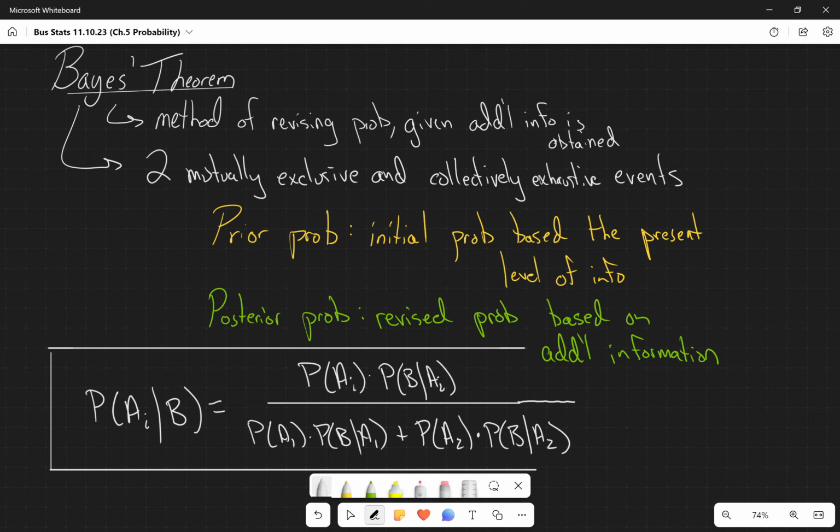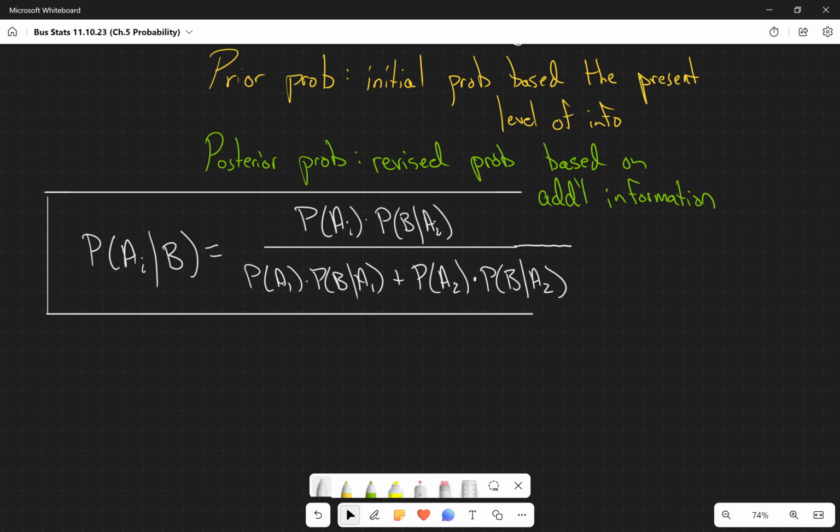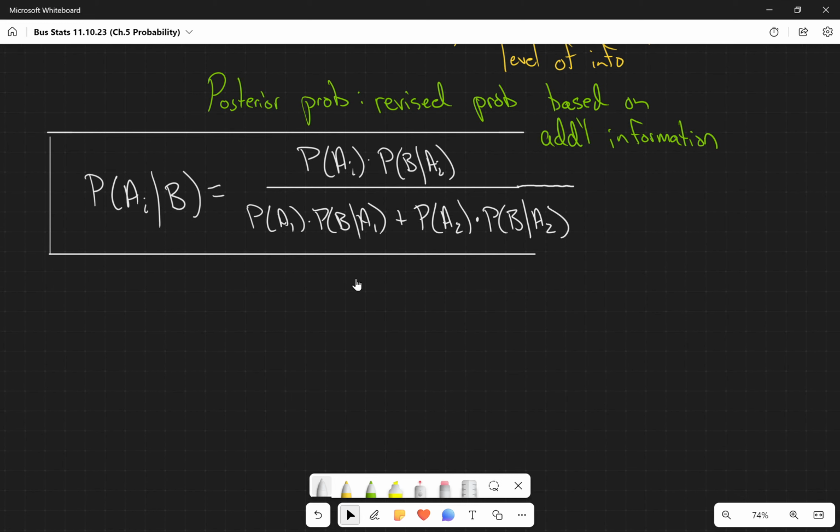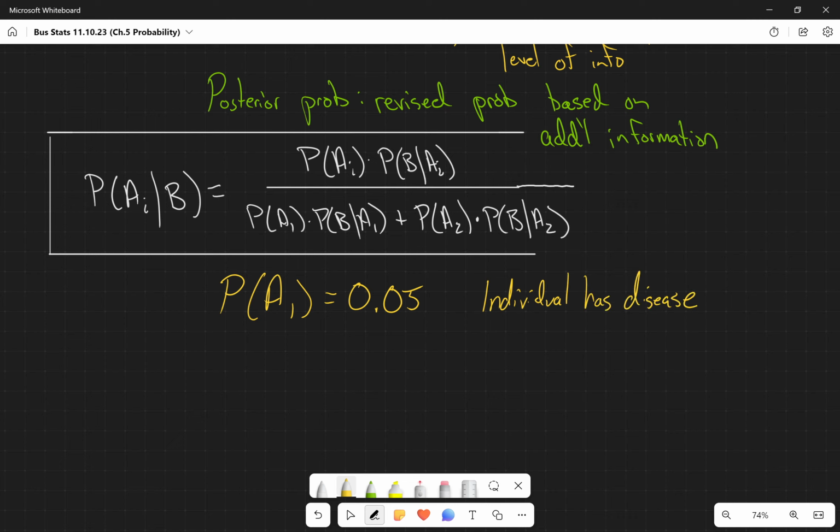So let's jump into an example because it doesn't make a heck of a lot of sense until we do an actual example of it. So we're told that 5% of the population of humans has some disease. So we're told the probability of A1, them having the disease, is equal to 0.05. The probability of A2, the person not having the disease, is just that complement rule, right? It's 1 minus 0.05, so it's 0.95.